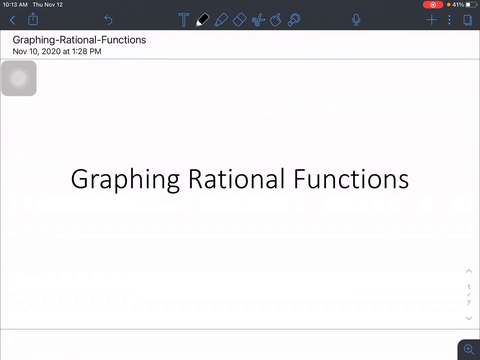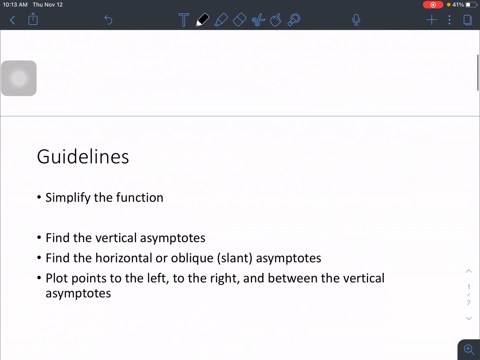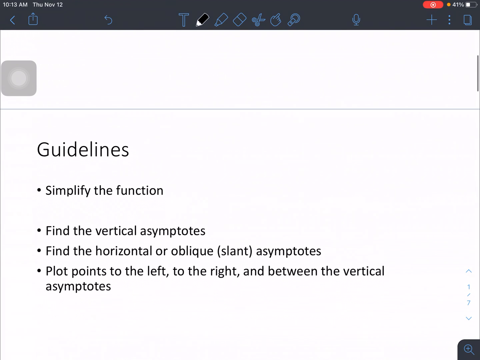Okay, so next lesson will be about graphing rational functions. This is the consolidation of all what we have learned in chapter 2, rational functions. So we will be having steps on how to graph a rational function.